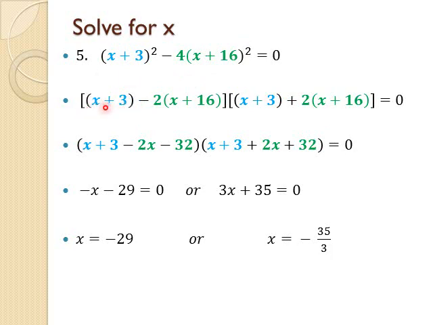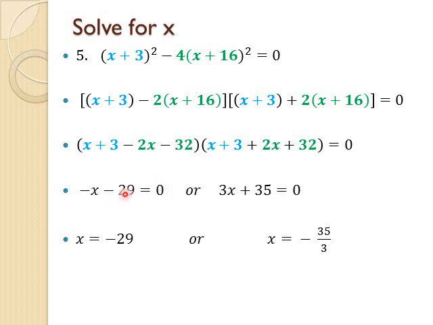Now, drop the bracket, that stays x plus 3. Negative 2 times x becomes negative 2x. Negative 2 times 16 gives me negative 32. There also, just drop, stays x plus 3. 2 times x would give me 2x. 2 times 16 would give me 32. Now if I say x minus 2x gives me negative x. Minus 32 plus 3 gives me negative 29 equal to 0. On this side, 2x plus x gives me 3x. 3 plus 32 gives me 35 equal to 0.